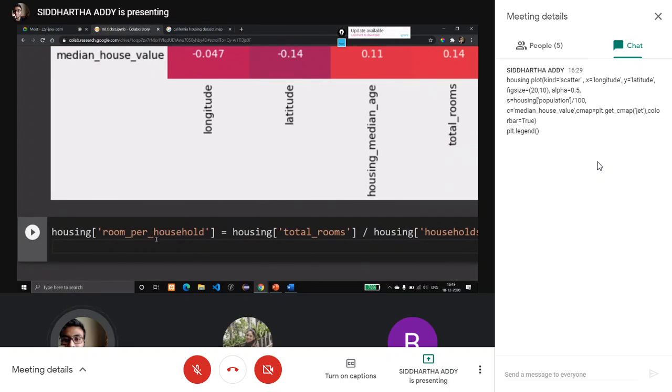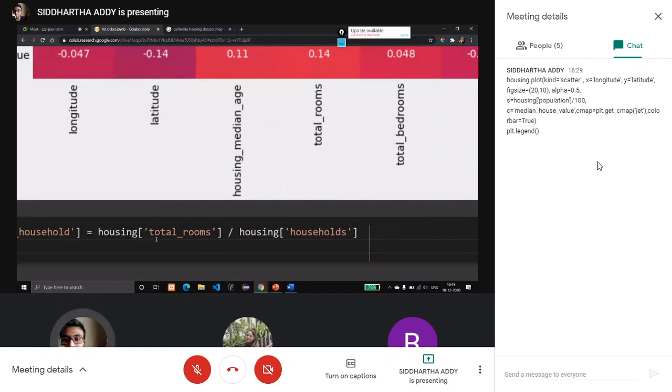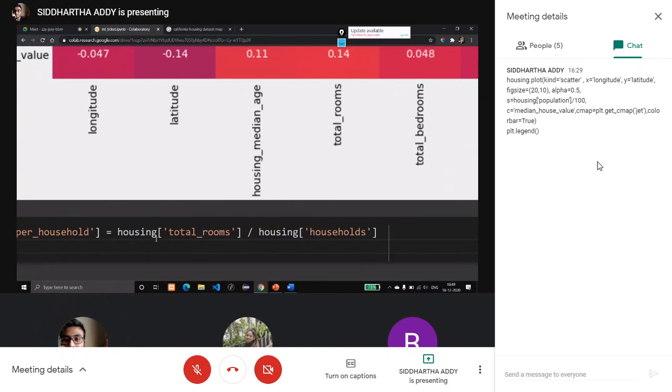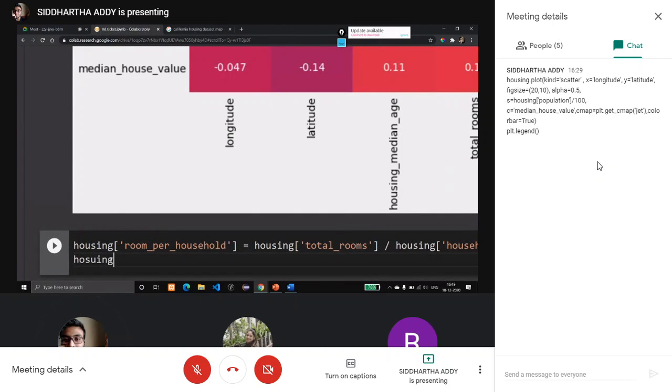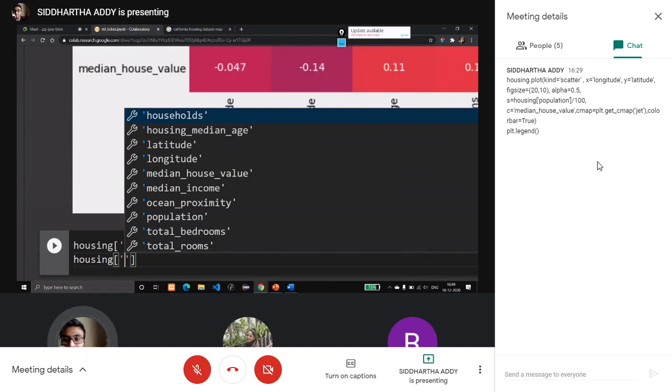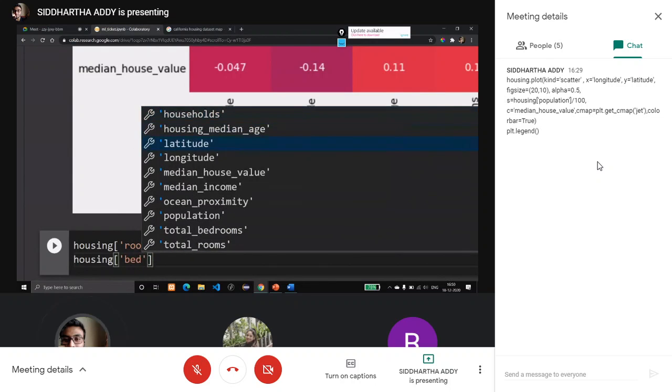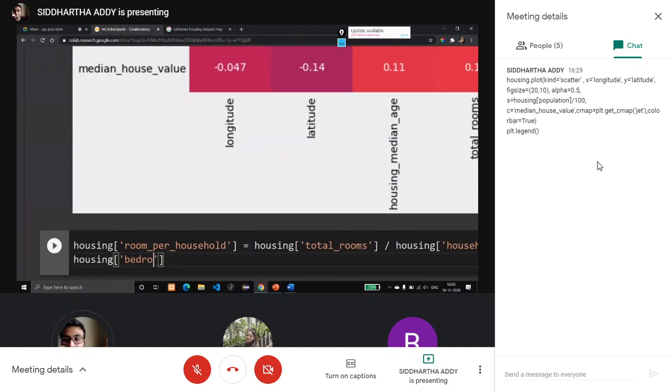What can we make here? How about bedrooms per room? I'm just picking random attributes that come to my mind. So no, we don't have it. Bedrooms per room, right? So we have to do bedrooms divided by rooms, right?